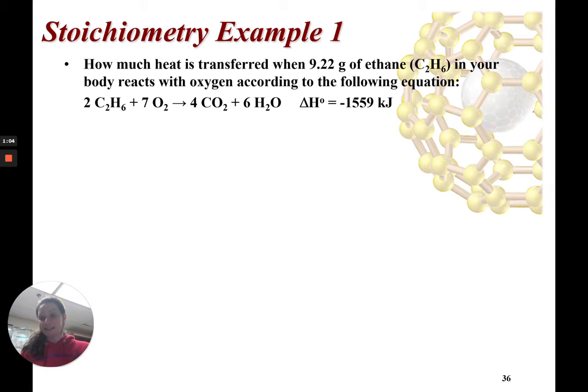So what are they asking? Well, they are asking if we were to use 9.22 grams of this ethane, how much heat is going to be transferred? So heat transferred is delta H, but they already give us the delta H. So what's the difference? What are they looking for? Well, when they give you delta H for a reaction like this, so if they write the chemical reaction balanced and then they give you delta H, this is for the reaction as balanced.